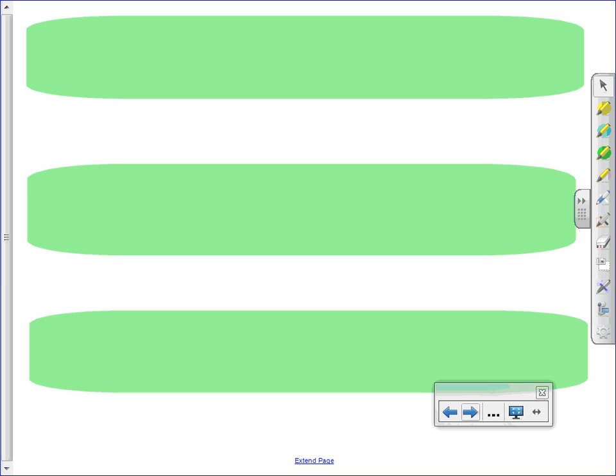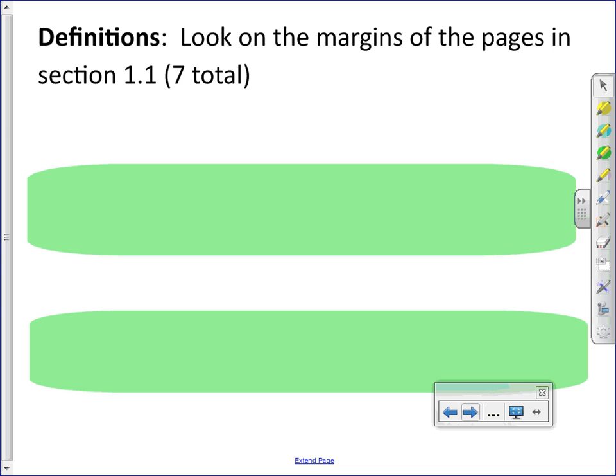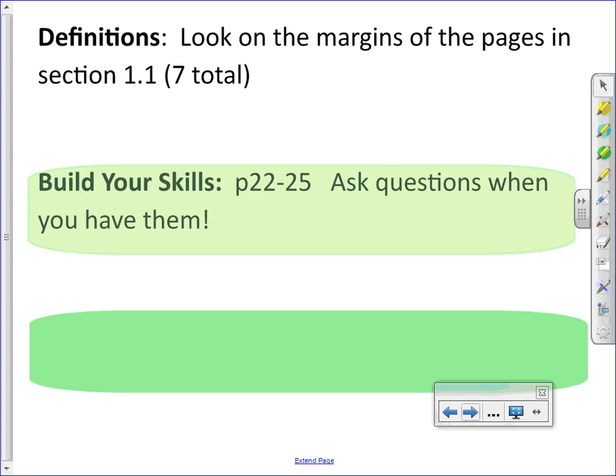So what have we learned? A number of different things, including definitions. On the side of your page, there were 7 definitions in the margins. You need to write those out neatly onto a separate piece of paper. Also on a separate piece of paper, you're going to need to do the Build Your Skills assignment. When you have a question about the questions, you need to ask that. Otherwise, you will not get them answered.